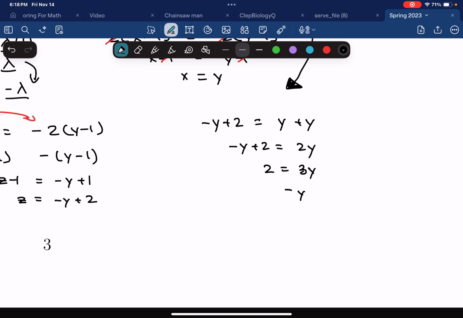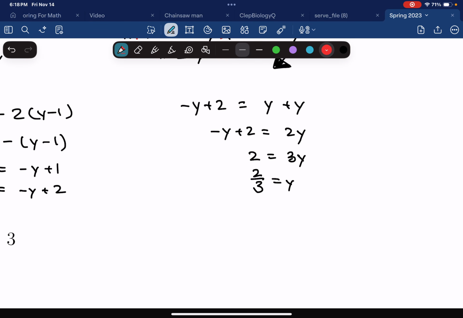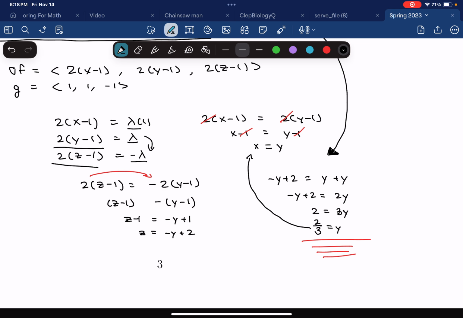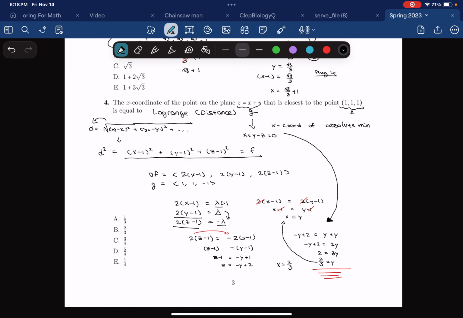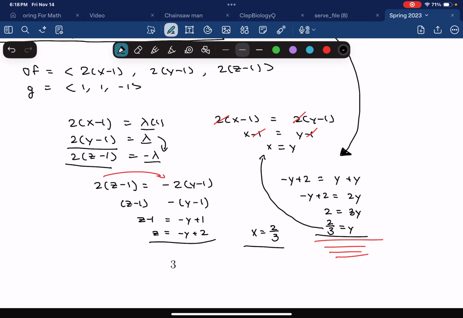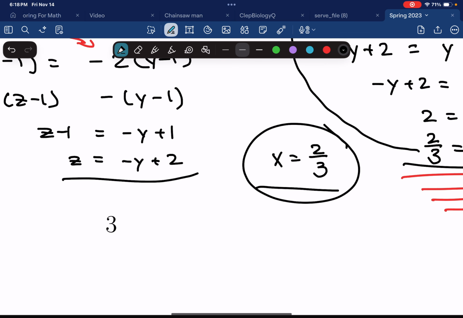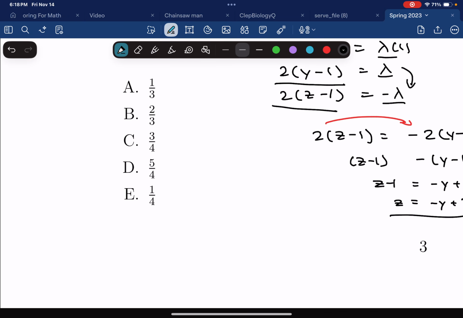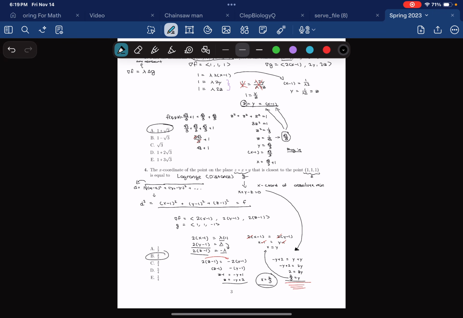So y is equal to 2 over 3. Now, I don't actually need to evaluate any further because x is equal to y, which means that x is also equal to 2 over 3. And if you notice, this is actually our only critical point, the only critical point we have to evaluate. So the x-coordinate of the point on the plane that's closest will just be 2 over 3, which is b, which in this case is our answer. So make sure to watch out for those things.